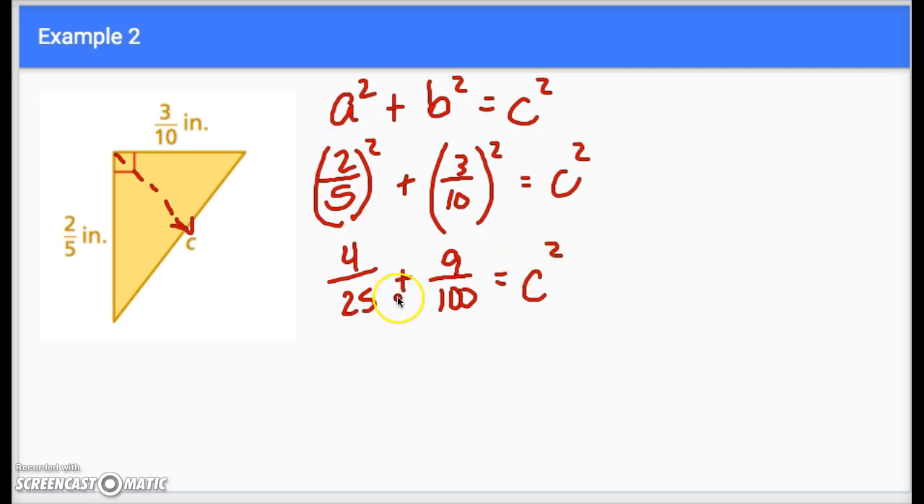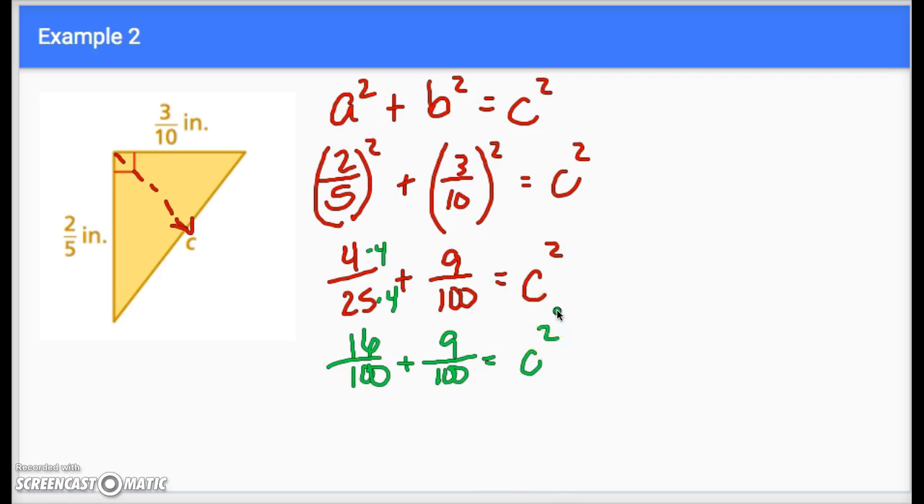Now when we add these together, remember, in order for you to add fractions, you have to have a common denominator. And right now we don't have one. One is 25 and one's 100. But I do know that 25 will go into 100. So I can multiply both of these by 4. So that would become 16 100ths plus 9 100ths.